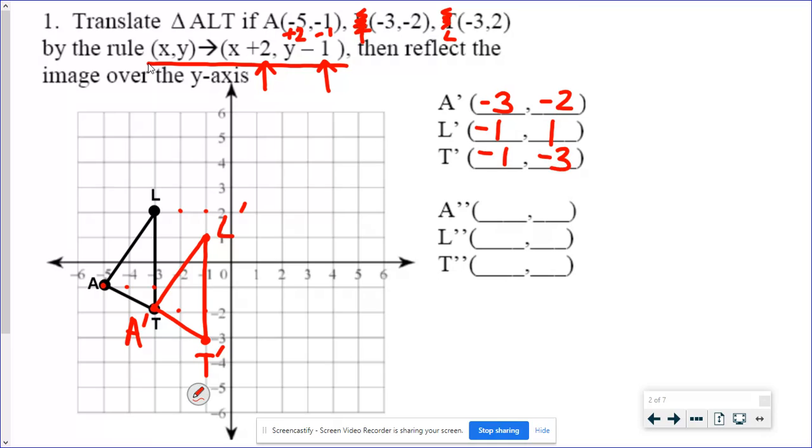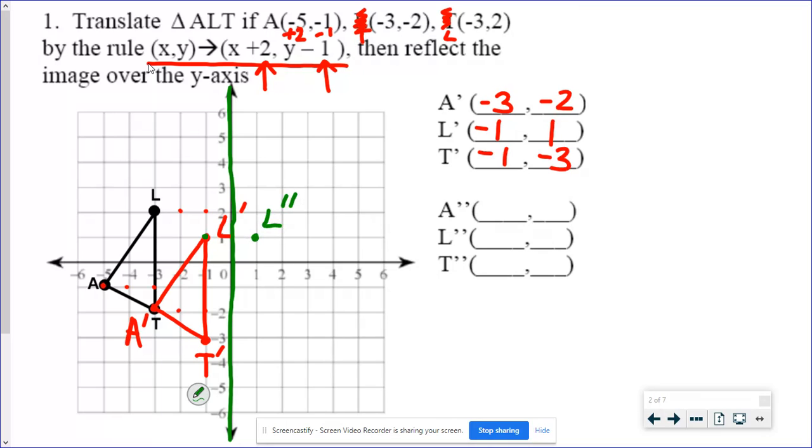Okay, now I'm going to take that new shape. That's my image, and now I'm going to do something new to that. I'm going to reflect it over the y-axis. So not the original shape. I'm going to take my new shape and reflect it over this y-axis, which really means if I would fold my paper on that axis, I should be able to get that same image on the other side. It doesn't really matter what order you do this in. So L prime is right here. It's 1 unit to the left, so I'm going to go 1 unit to the right.